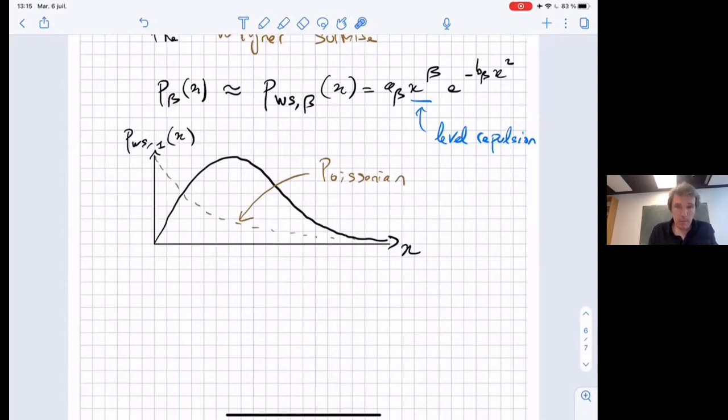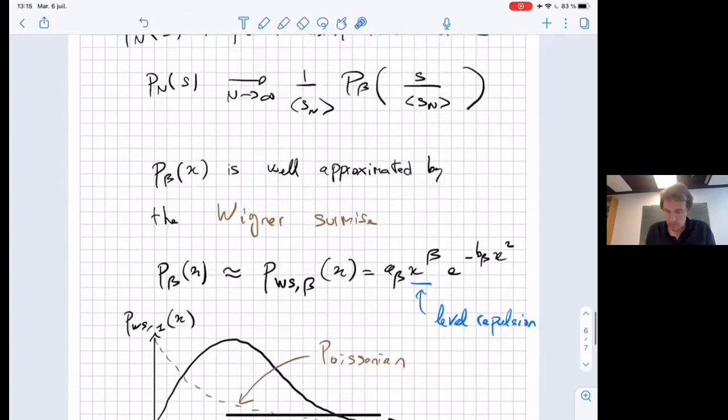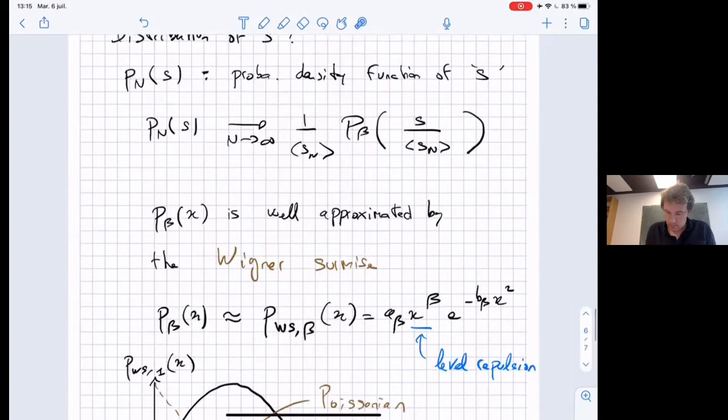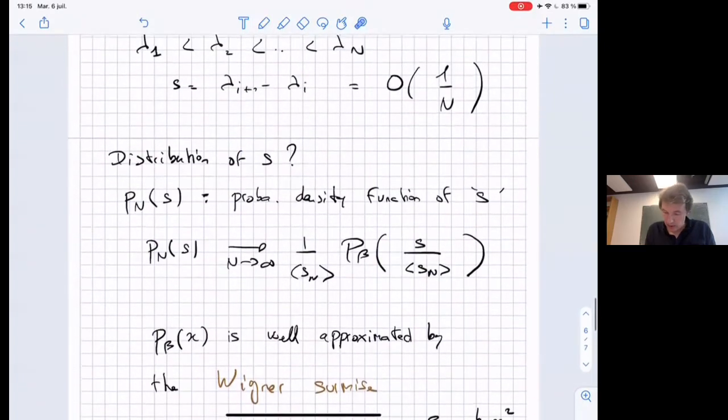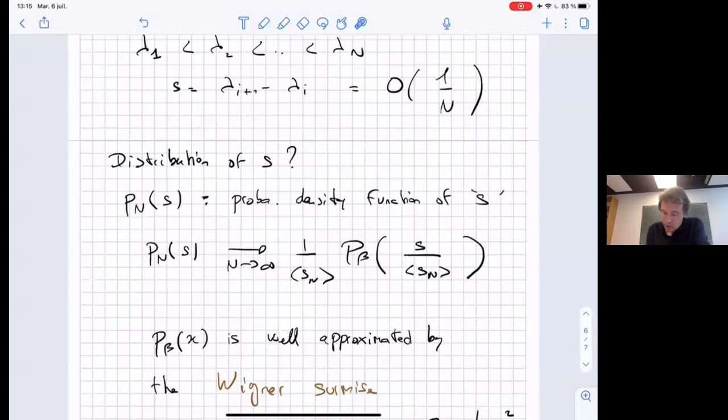Okay. I have one question. When you wrote down the scaling relation formula, in the N tends to infinity limit, average s_N is zero, isn't it? So you are essentially writing the large N scaling dependence. Yes, yes. So what I'm saying is that typically s_N is of order one over N. Right, so what you are writing is a large N scaling function dependence.